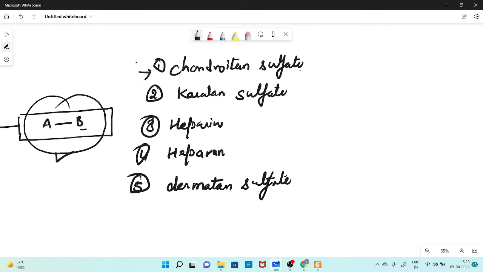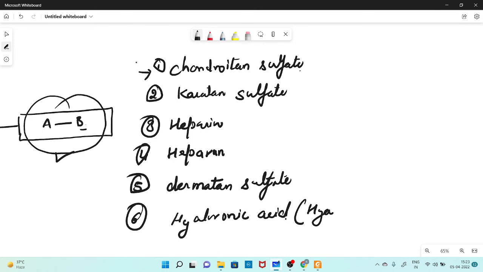Dermatan sulfate. And the sixth one is called hyaluronic acid, or this one is also known as hyaluronate. Okay, now they all differ in the negative charge and the acidic and amino sugars, right?